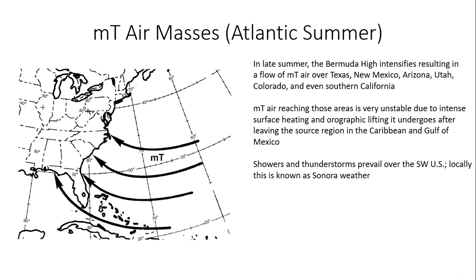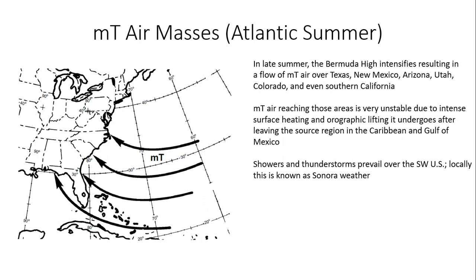And then lastly, about maritime tropical air masses in the summertime. In late summer, just a word of note here, the Bermuda high, that subtropical high, is going to intensify. It's going to result in a flow of maritime tropical air. I'm not showing it here, but if I went further west on the map, this maritime tropical air actually makes it over to Texas, New Mexico, Arizona, Utah, Colorado, and even Southern California at times.